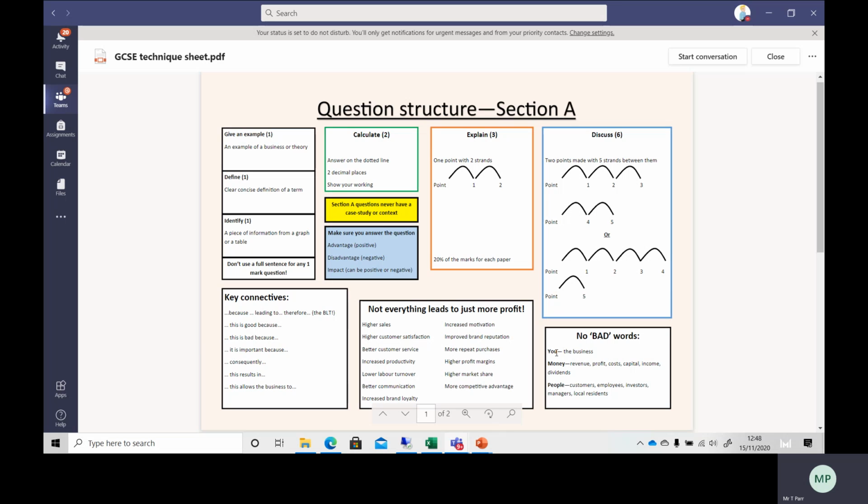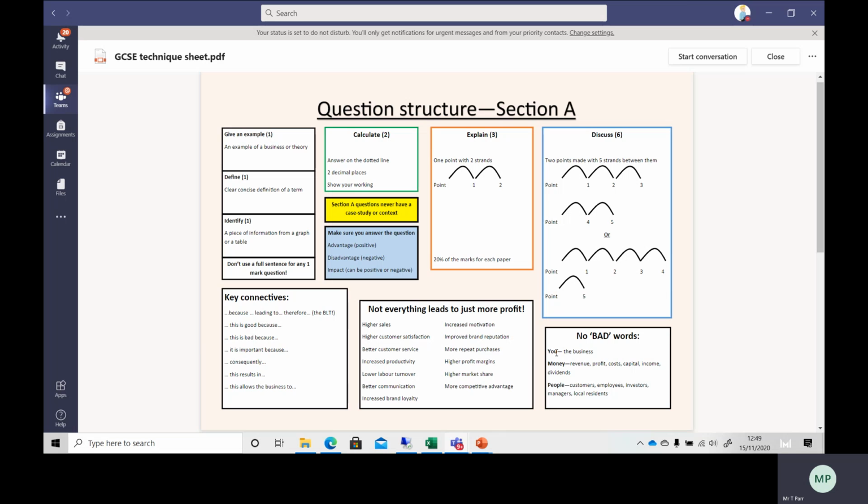Finally, I'm going to focus on this. No bad words. Never say you. If you write you in your answer, the person reading it is the examiner, and that's not who it's aimed at. So talk about the business. Rather than money, say revenue, profit, cost, capital, income. And rather than say people, well, which people? Customers, employees, employers, investors, shareholders, manager, whoever the question refers to. Okay, so let's go back.